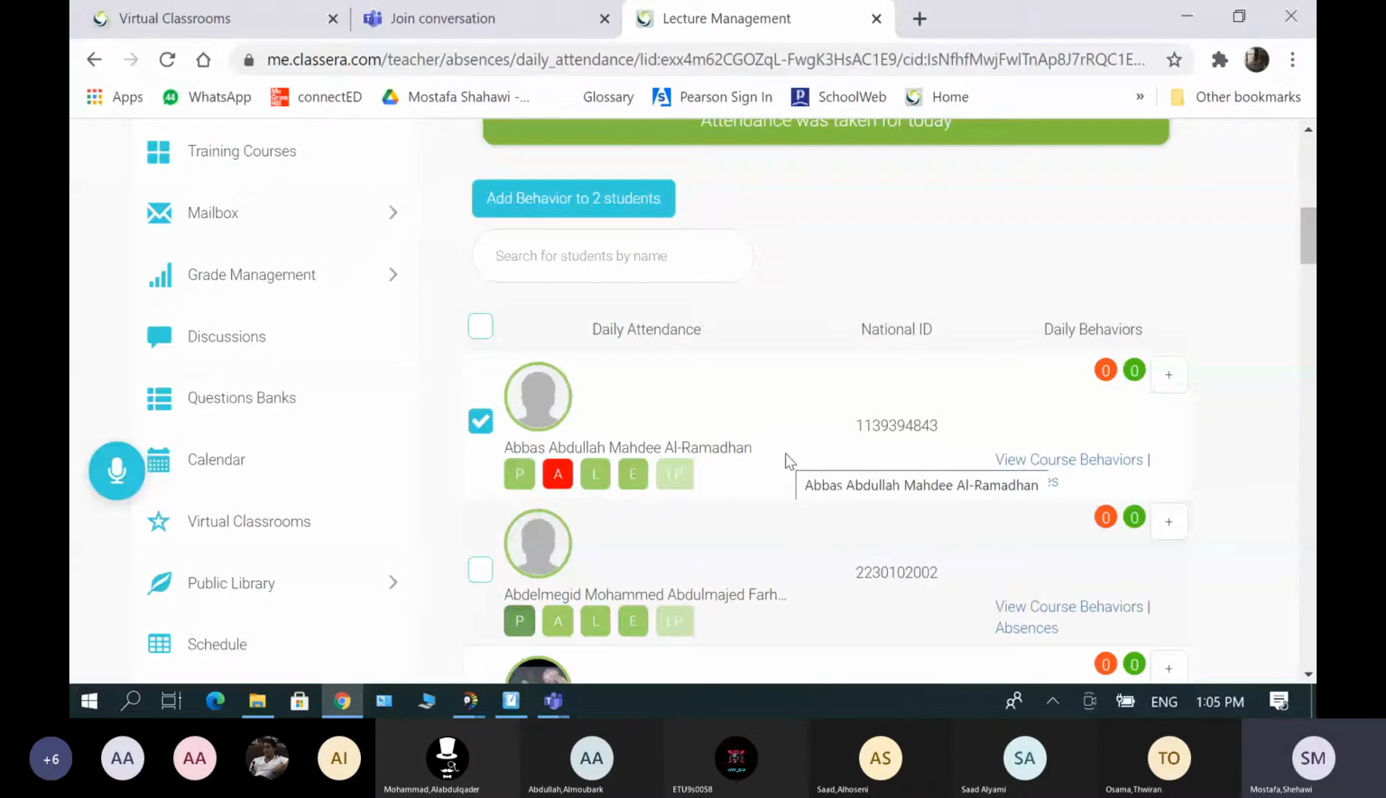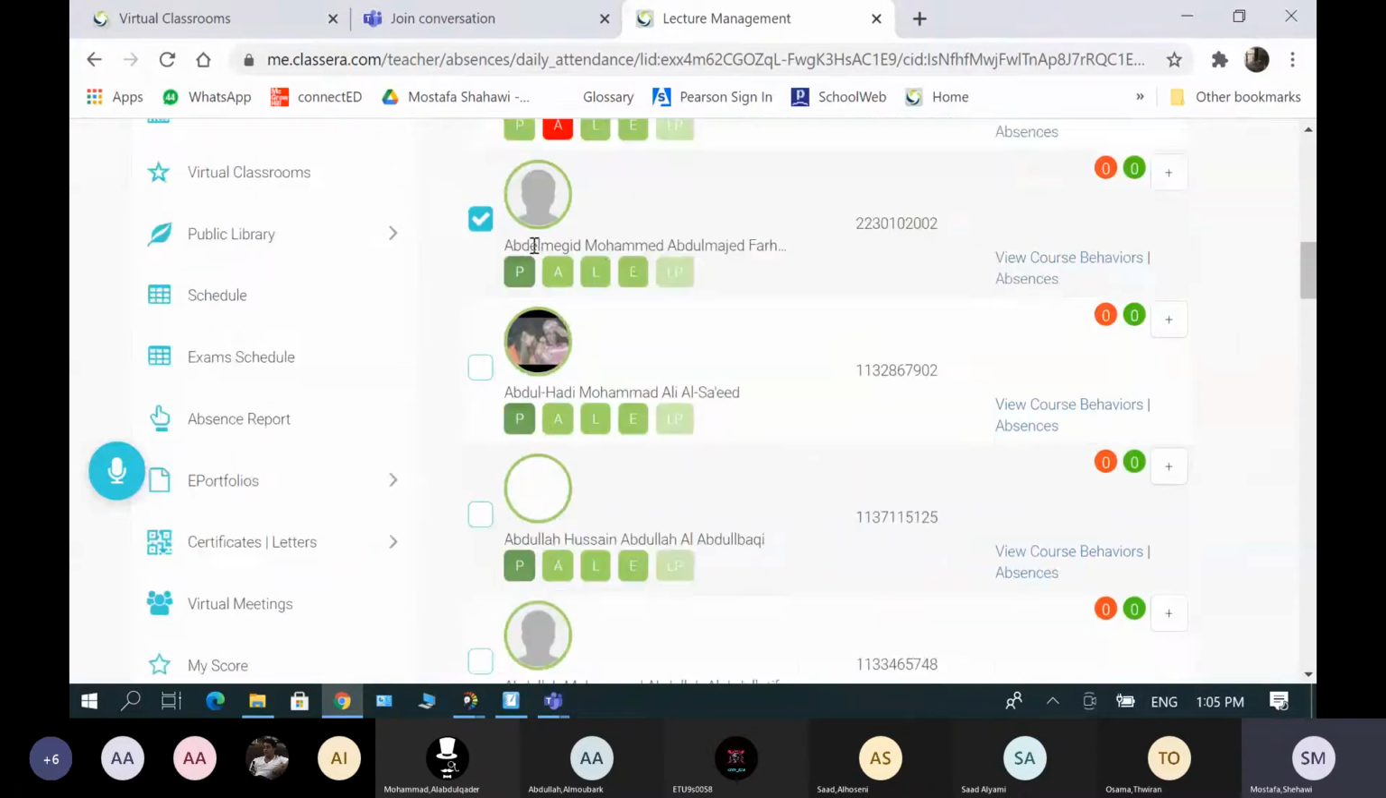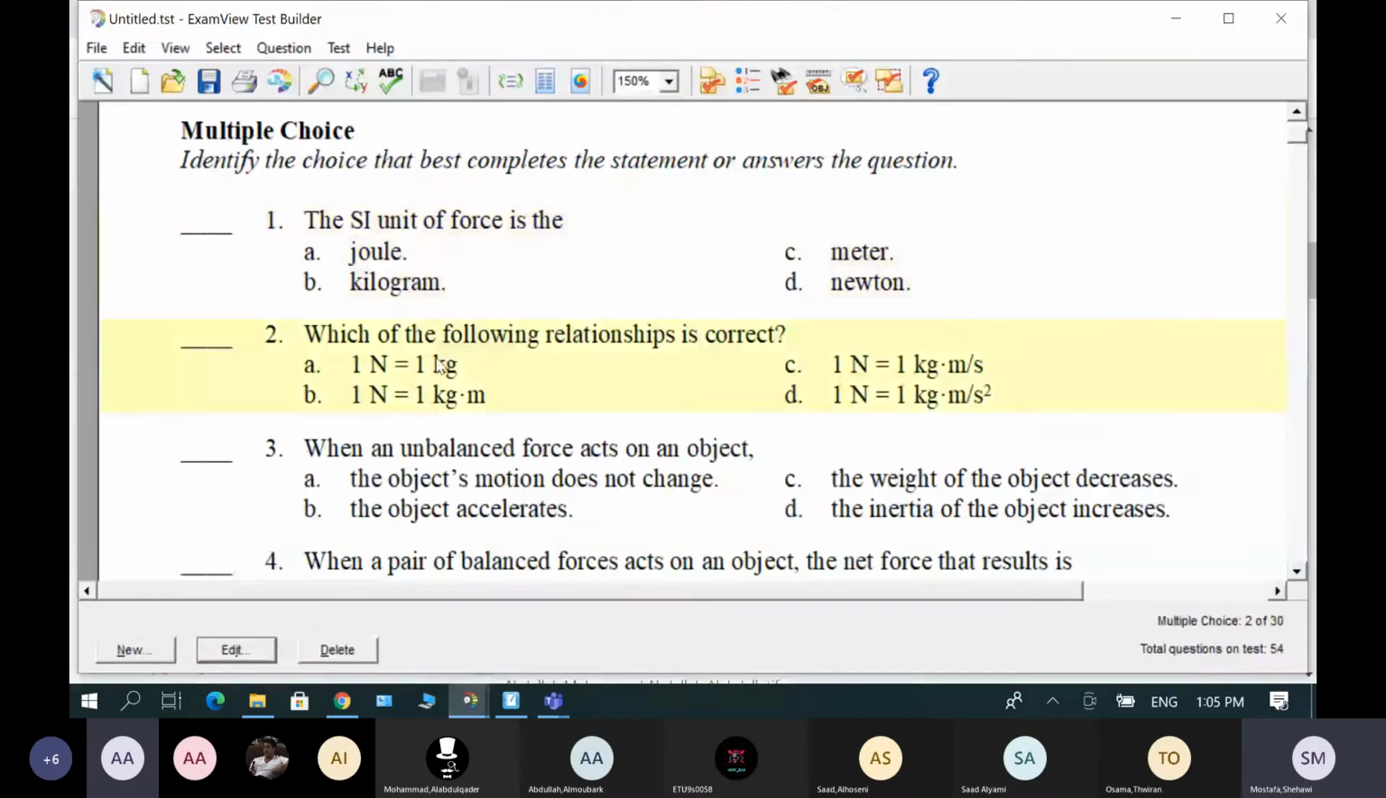Abbas absent. Abdelmajid, Farouda, Abdelmajid, Abdelhadi, Abdullah Abdelbaqi. Yes, mister. Okay, Abdullah. Read the second question here.